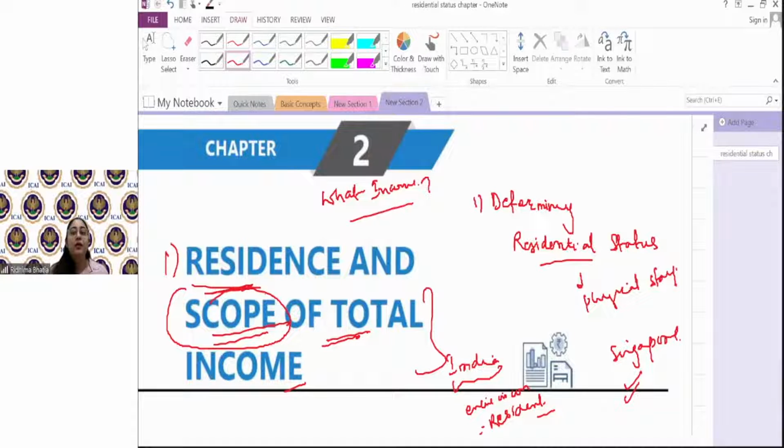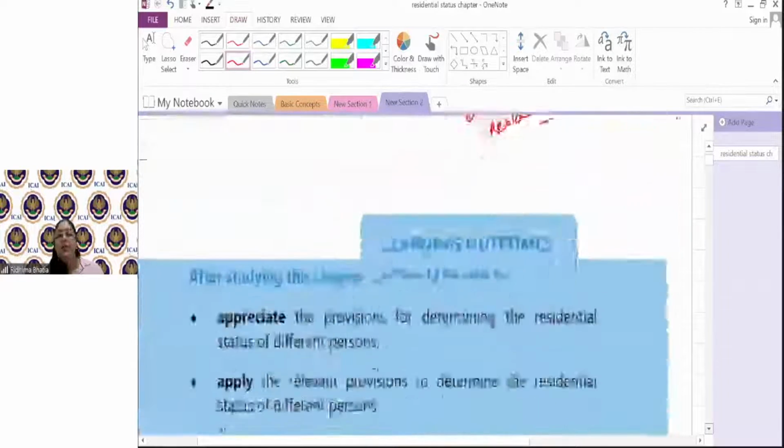Determining residential status is to understand what income would be taxable, to compute total income, and ultimately to compute total taxes. So the computation of taxes does not start from the computation of income, rather it starts from determining the residential status, because residential status would tell what would be the scope of total income. Now, before understanding residential status, we'll understand a few things.